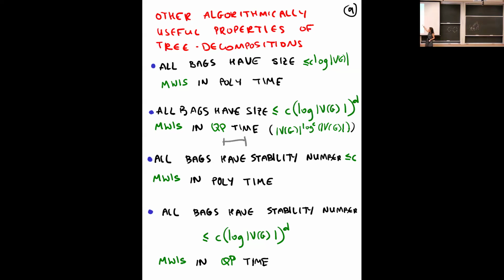Ask how big a stable set you have in a bag. And if the stability number of every bag is bounded, then you can solve max weight stable set in polynomial time. If the stability number is polylog n, you can solve max stable set in quasi-polynomial time. So somehow that's a different way to measure complexity. Instead of just looking at size, you look at something structural and you ask how complicated that is.